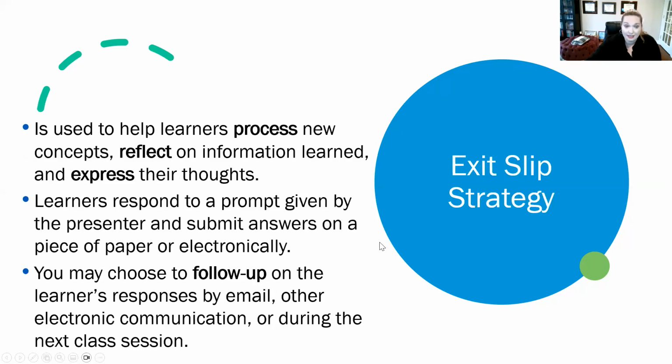Exit slip we touched upon last time when we were talking about assessment, but just to reemphasize, it's used to help learners process new concepts, reflect on what they learned, express their thoughts. They're given a prompt, submit answers, like I mentioned, either on a piece of paper or electronically, and you can choose to follow up. So KWL is one variant of this that you can adopt, but you can also make it your own. You can have learners identify 3 key ideas that were presented that day, 2 examples of how they may apply what they learned, and then 1 area of confusion in a 3-2-1 format. So 3 key ideas, 2 applications, 1 unresolved area of confusion.